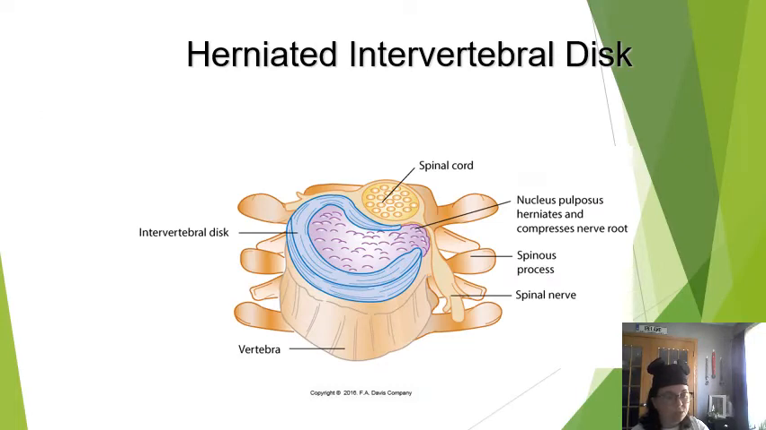Here's a cross-section of what I was talking about with a herniated disc. This is what it would look like. If you can see, the purple nucleus pulposus here has bulged out of place and is now pressing up against the spinal nerve.